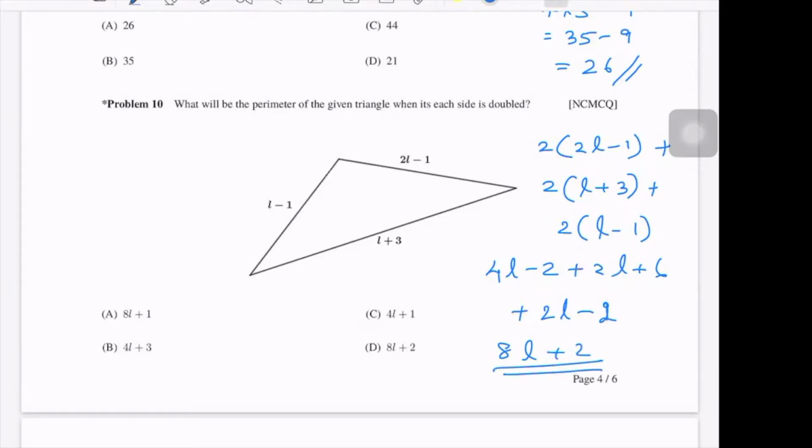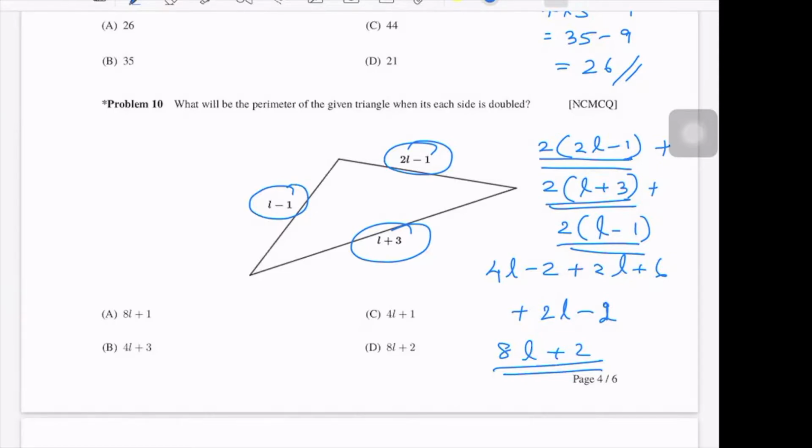So this is a straightforward method. Okay, but an easier way is what? See, instead of doubling each side and adding, it is much easier if you find the perimeter first and double that expression. What did I tell you? Instead of doubling the sides and adding together to get the new perimeter, you first find the original perimeter and then double it.